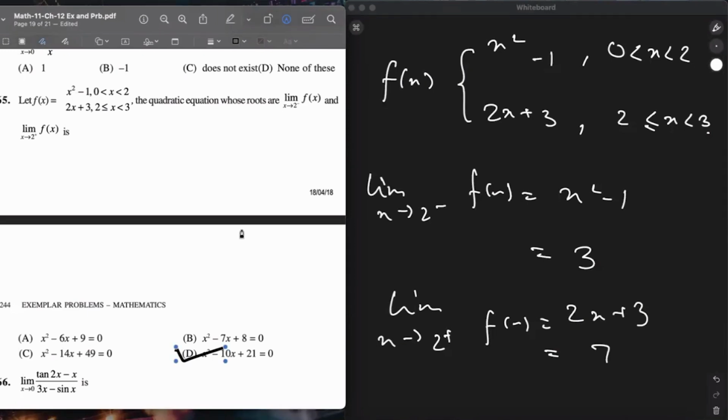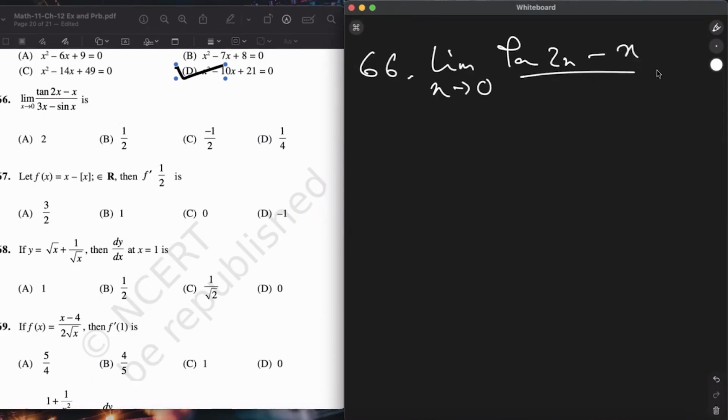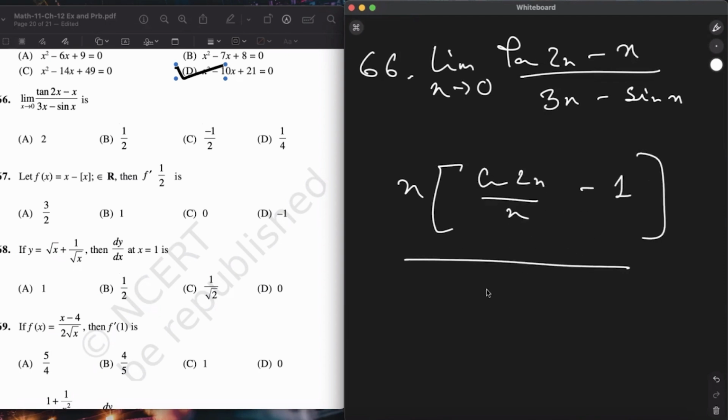Alright, so let's see the next question. So next up is question number 66. Alright, there's a limit on x which tends to 0. There's a tan 2x minus x, all divided by 3x minus sin x. So I can write this as tan 2x upon x minus 1, all divided by 3 minus sin x by x. I just put in the limits inside.